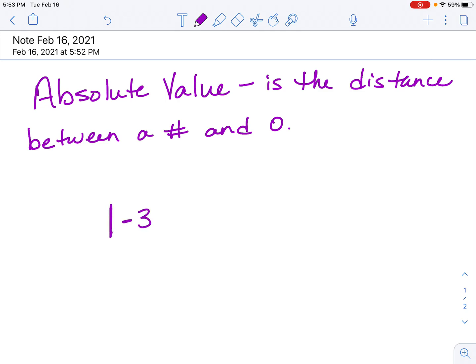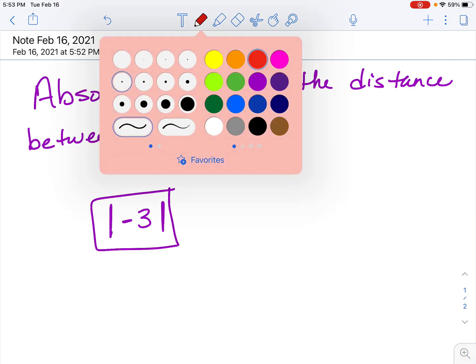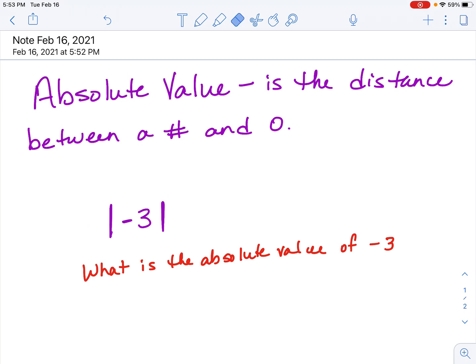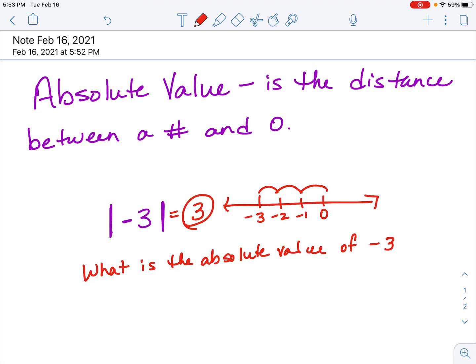If I had this right here, it says, what is the absolute value of -3? That's the way it looks. That's the symbol right there. It looks like a number inside of a bar. So what that's saying is, okay, here's -3. How far is it back to 0? So it is 1, 2, 3 spaces. So my answer is 3.